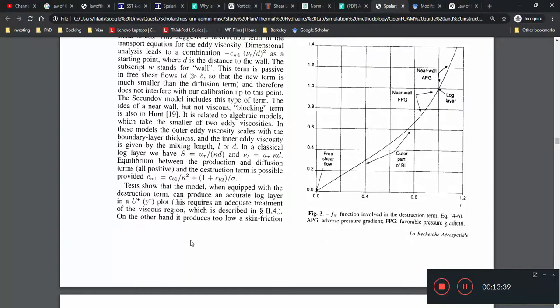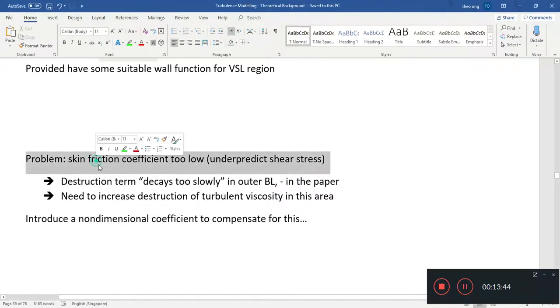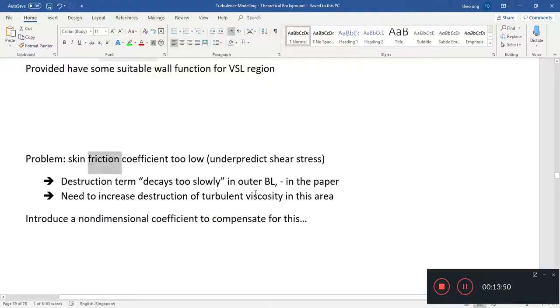All right, the problem is this: the skin friction coefficient is too low, which probably means that we under predict shear stress. Okay, the wall shear stress.